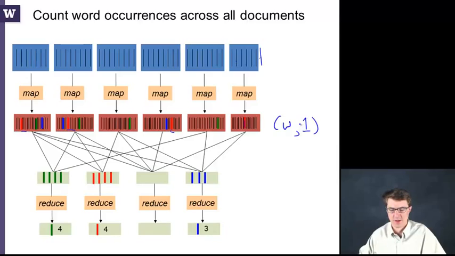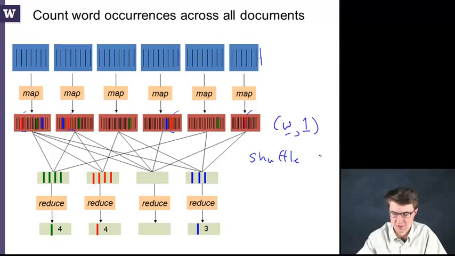Okay. Now, this word may have appeared in multiple documents, one here, one on this machine, one on this machine, and so on. And so now we need to group them all together onto a single machine so that we can count them. And that's exactly what this shuffle phase did.